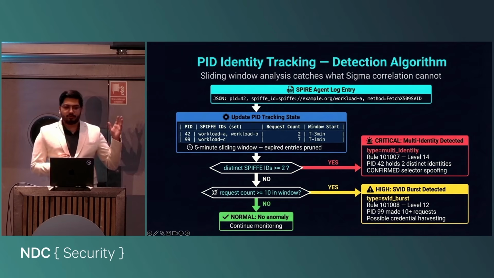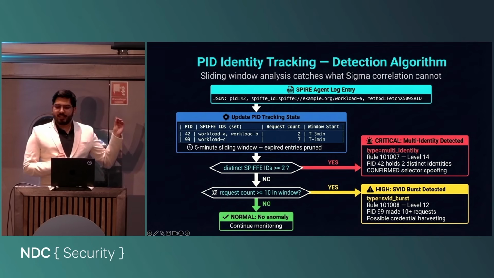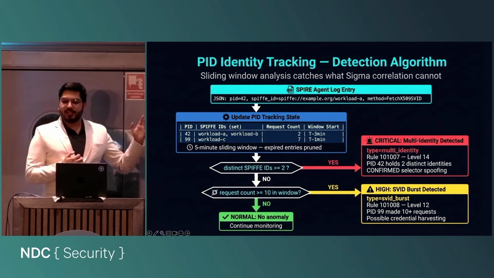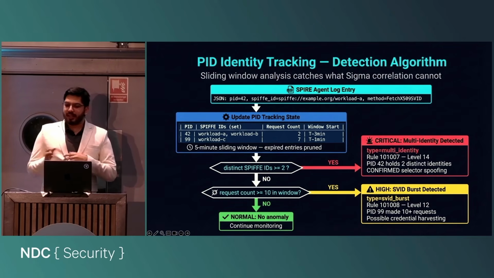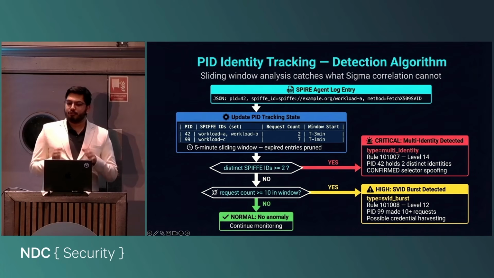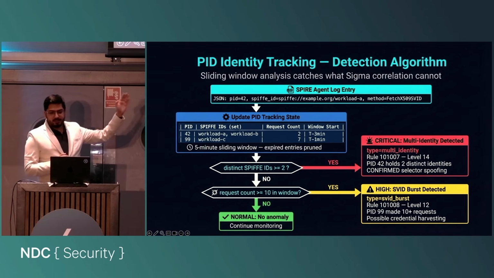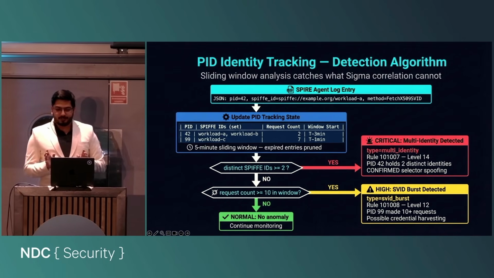So this is the actual detection algorithm for the PID identity tracking. Each Spire log entry updates a PID tracking table. That's a dictionary of PID to set of SPIFFE IDs. For this, we maintain a 5-minute sliding window. It takes decision one: whether this PID has two or more distinct identities. If yes, it goes to the red path. That's the red path for critical alert, confirmed selector spoofing.